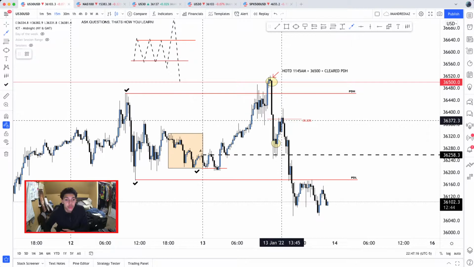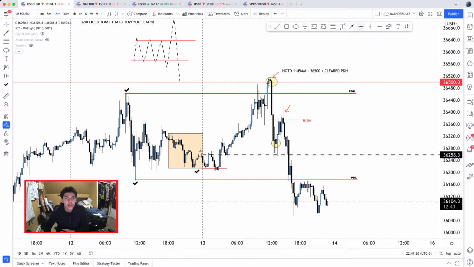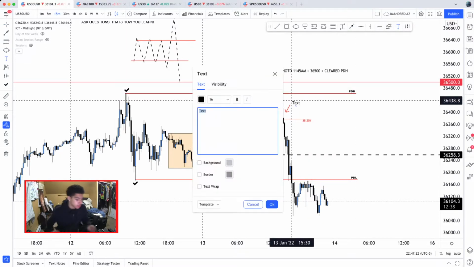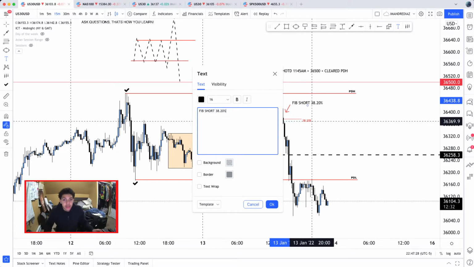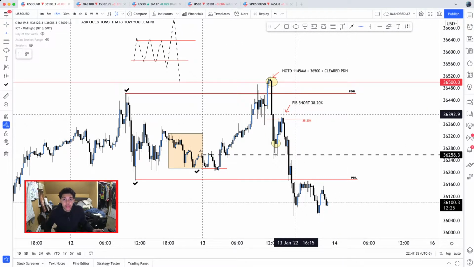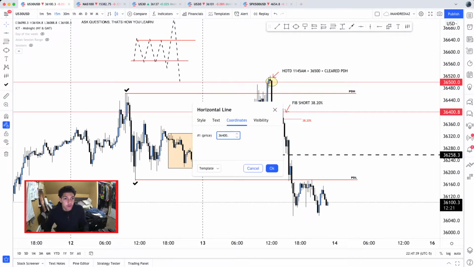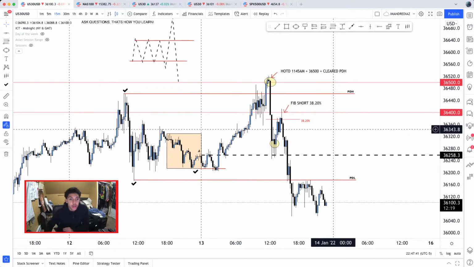Where? At what time? This was around maybe 2 o'clock, I would say. 2 o'clock, we had this potential short. So we had this fib short, 38.20% rejection, giving a possible willingness to see price continue going lower. And where did that happen at? Another big figure level. You can see how price likes to respect these big figure levels. So we have 36,400, and that's where price came back and rejected.